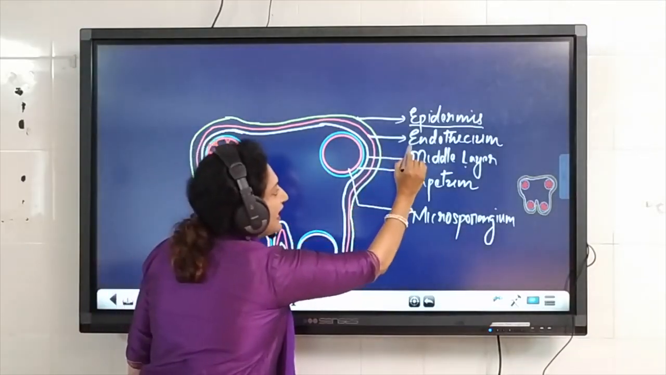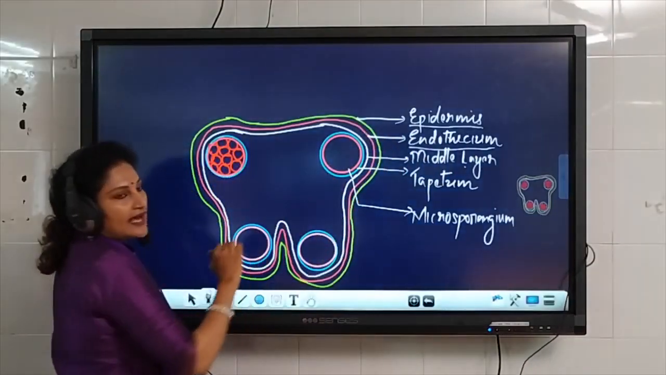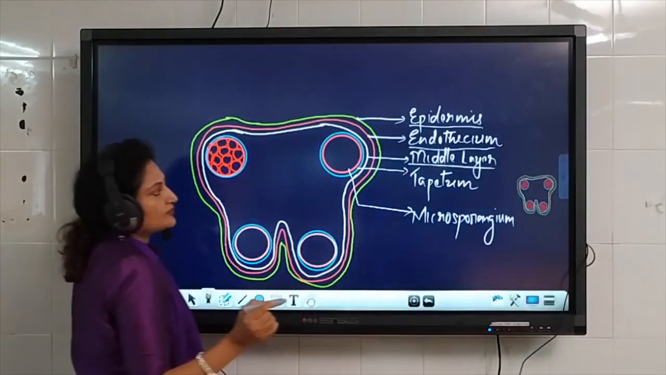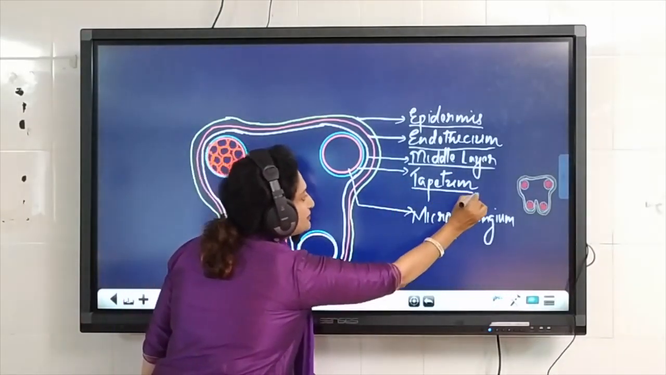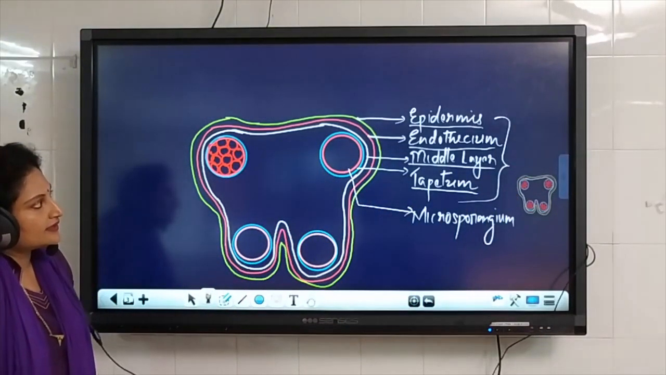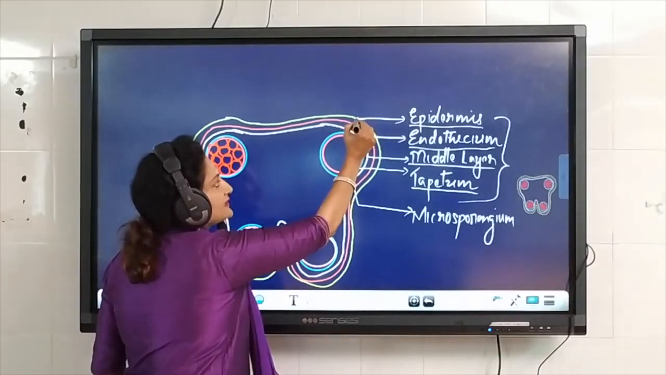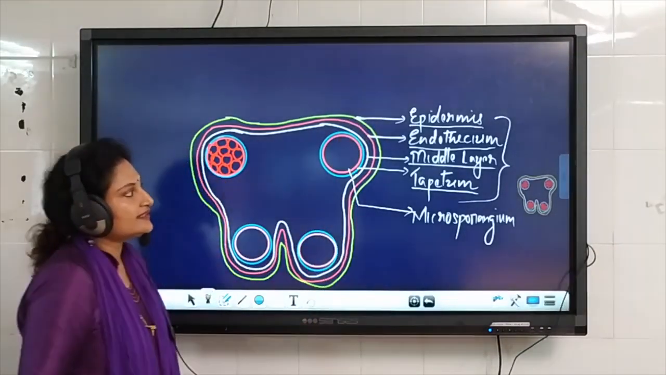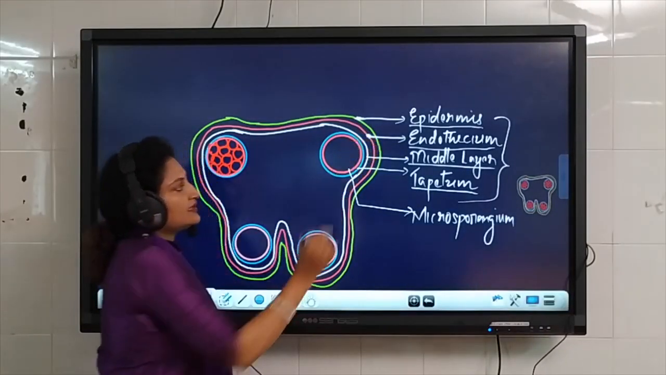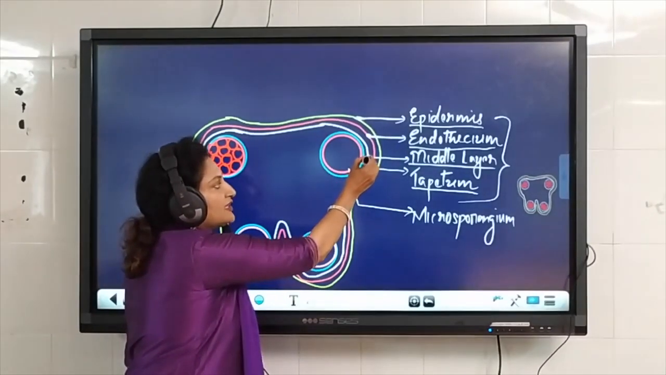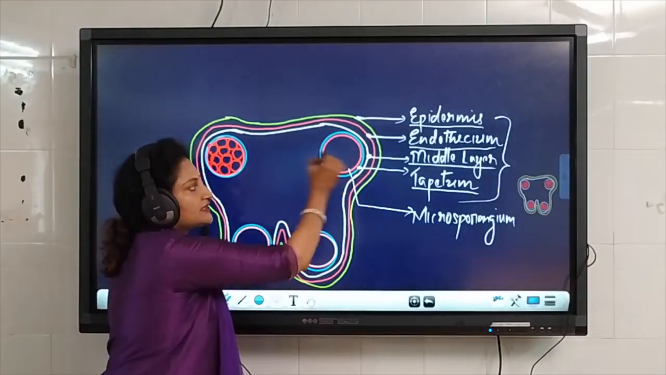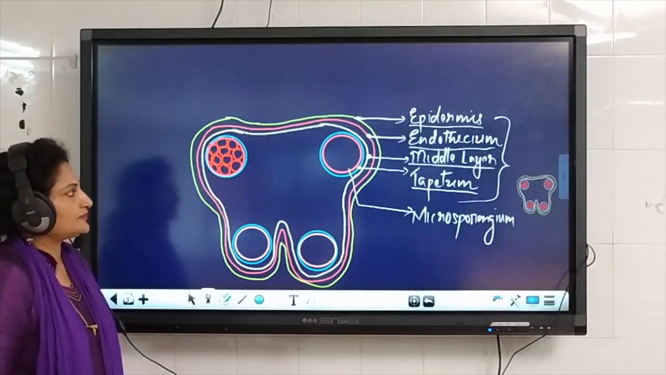It is followed by endothecium, and then inner to the endothecium is the middle layer, and the innermost layer is the tapetum. So there are 4 layers that surround the anther, namely outer epidermis, the one indicated in green, followed by endothecium, which is pink in color, and then followed by the middle layer, white in color, and the innermost layer is the tapetum, which is indicated in blue color.